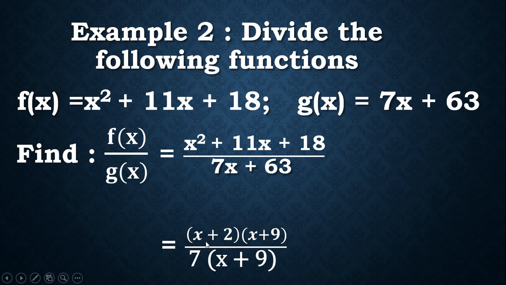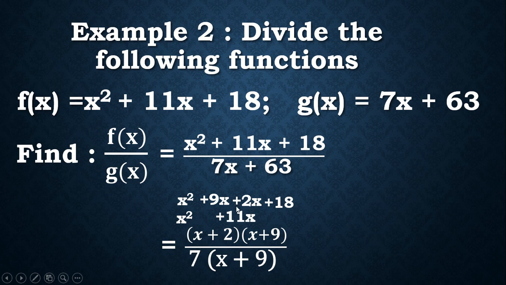For us to check if these are the correct factors, we have to perform the distributive property of multiplication. X times x, that is x squared. And then x times positive 9, that is plus 9x. And then we have to multiply these two by x. We have positive 2x. And then 2 times 9, that is 18. And then we have to bring down x squared.